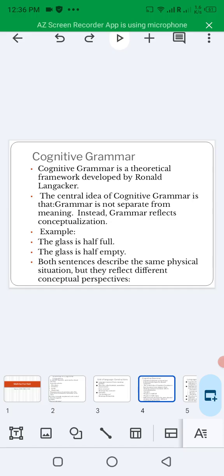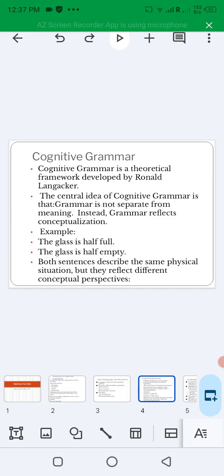Cognitive grammar also strongly supports the usage-based thesis, which states that language structures develop from patterns of language use. How we use language in different patterns, and so the language is constructed in our mind through repeated usage of those patterns. This means grammar emerges from repeated experiences of communication.